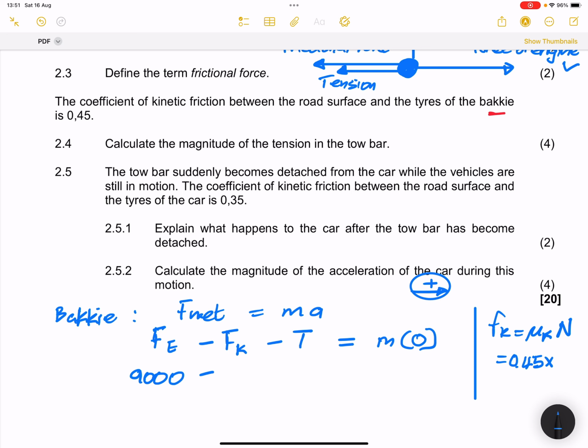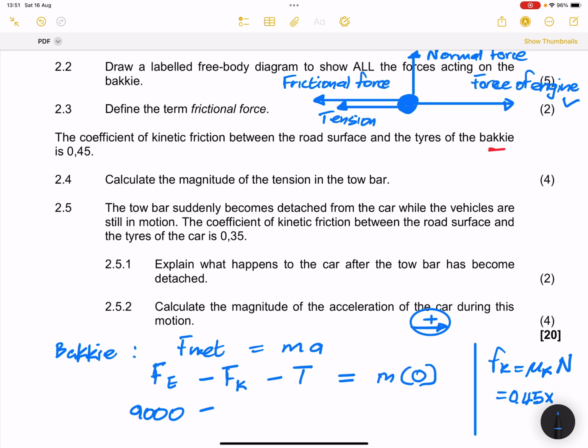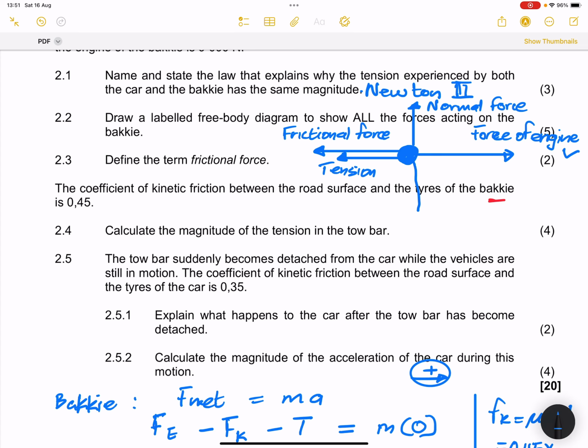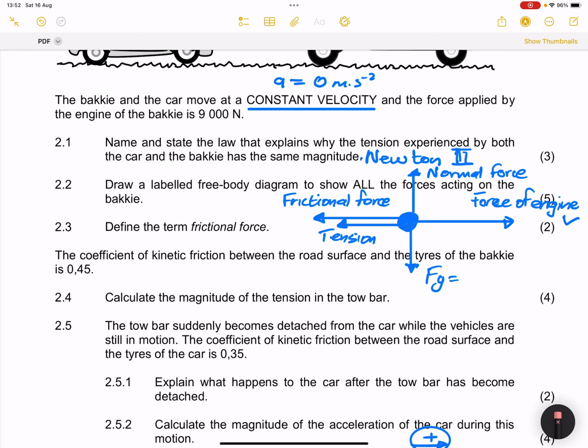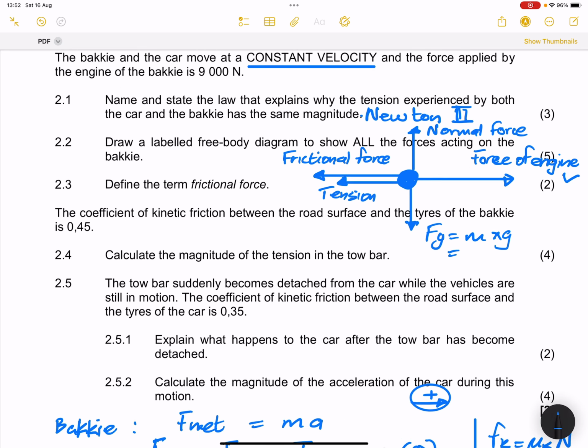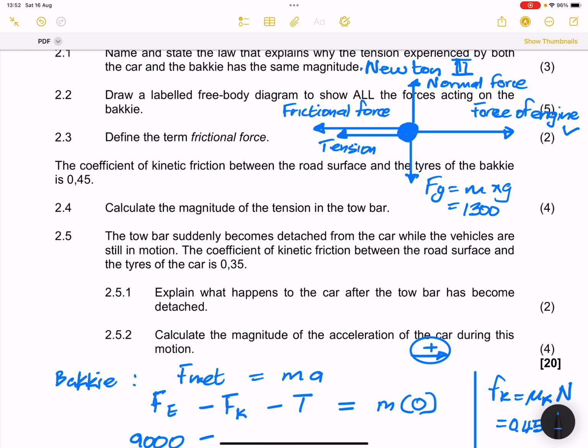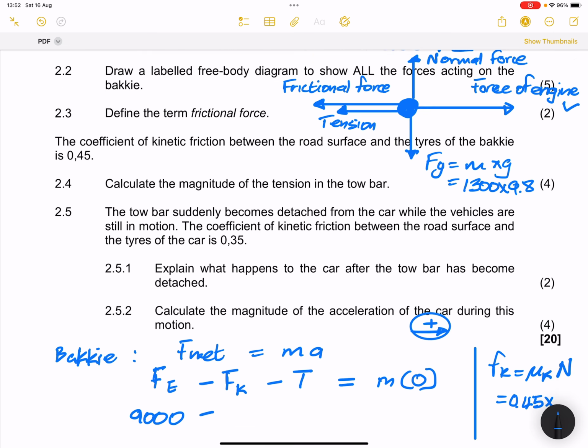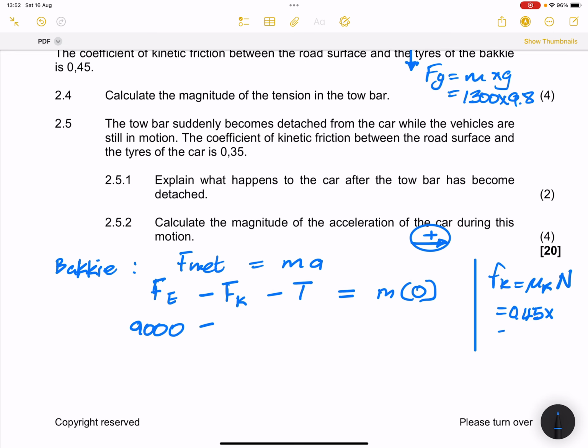And what is the value of my normal force in this case? It means now there are two forces that are opposing each other vertically, right? That's going to be the normal force opposing the gravitational force. But what's the gravitational force of the bucky? So that would be the mass multiplied by the gravitational acceleration. So the mass of the bucky is 1,300. So that's 1,300 multiplied by 9.8. And that is how we're going to get the frictional force.